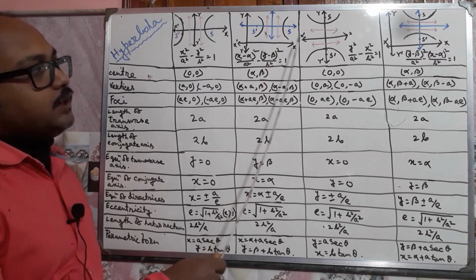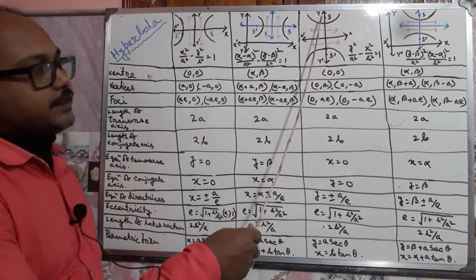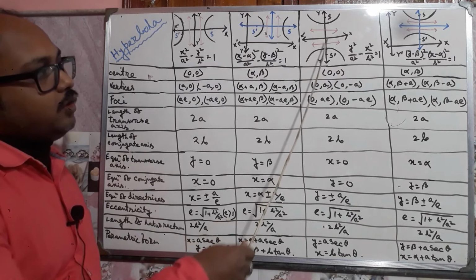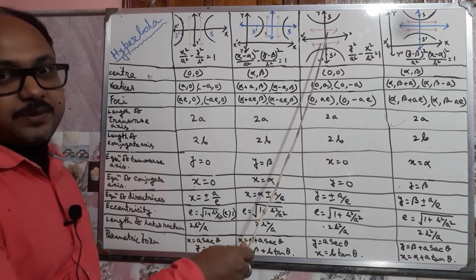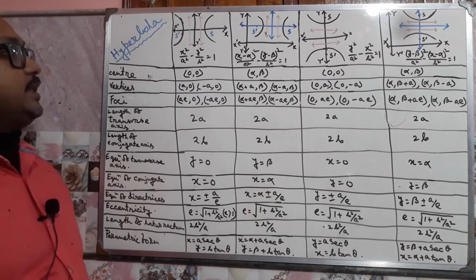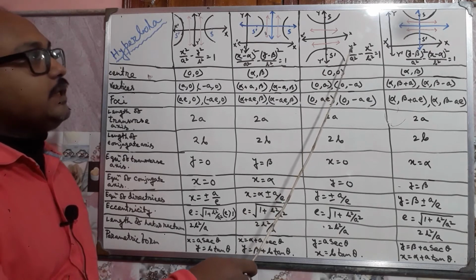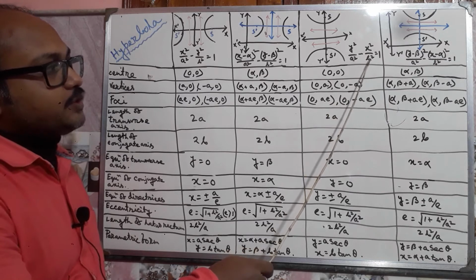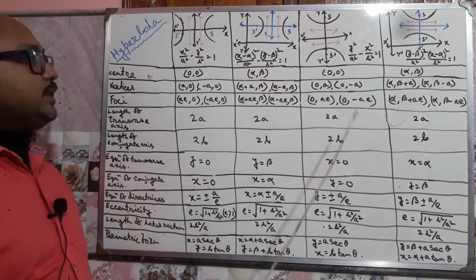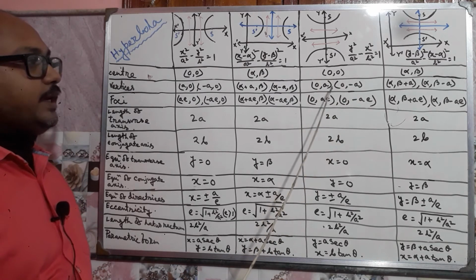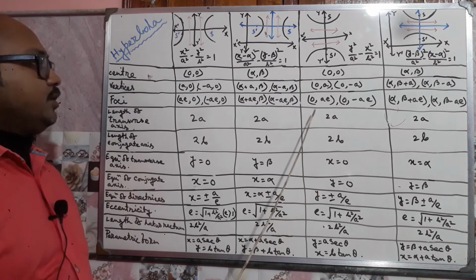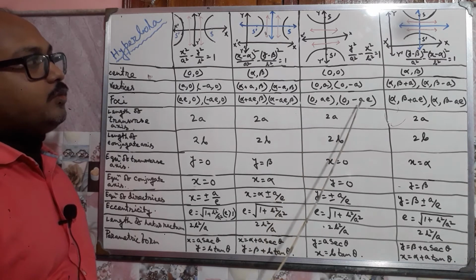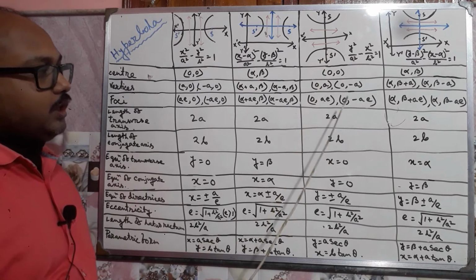Now, if this hyperbola rotates, that is along y axis, if y axis becomes the transverse axis, then the standard equation will be y square by a square minus x square by b square is equal to 1. Then the center (0, 0), vertices (0, a), (0, minus a), foci (0, ae), (0, minus ae), these two.